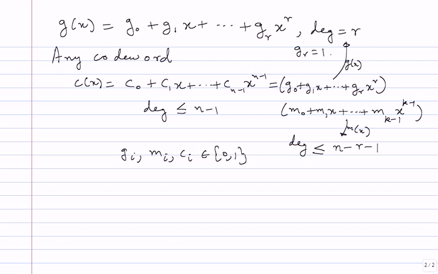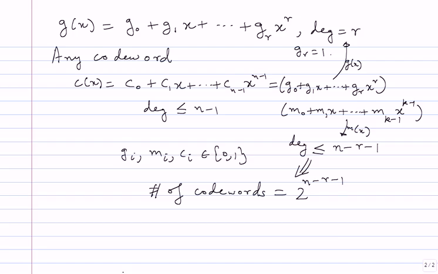Since we know all that, now we can count the total number of valid code words. What will be the total number of valid code words? It's very easy: the number of polynomials of degree less than or equal to n minus r minus 1. I'm not going to write down all that argument; I think it was quite basic. Just based on this, the number of code words equals 2 power n minus r minus 1.